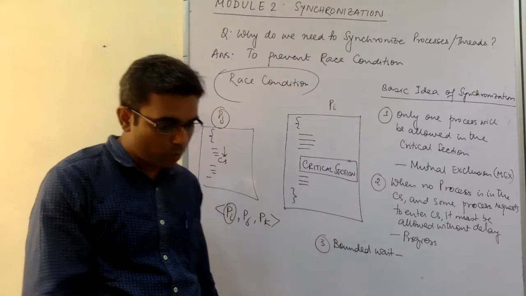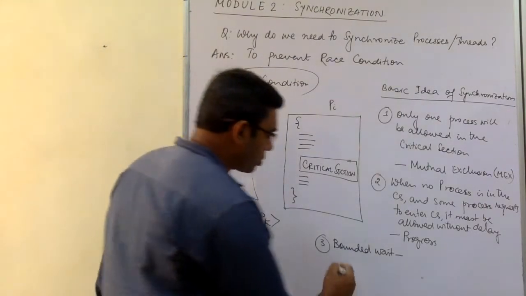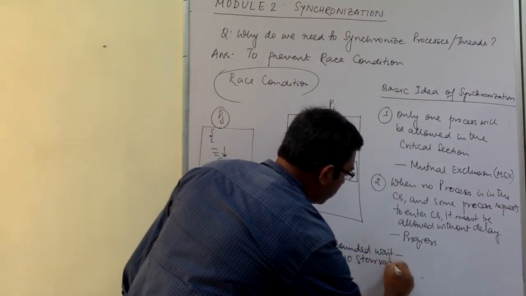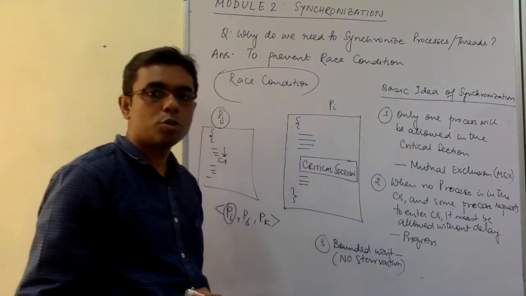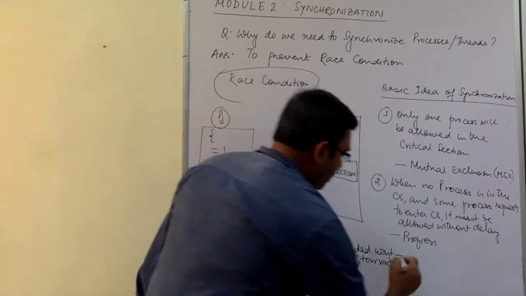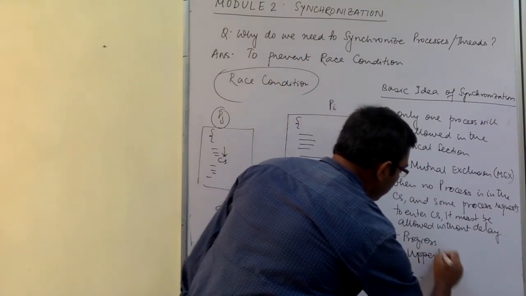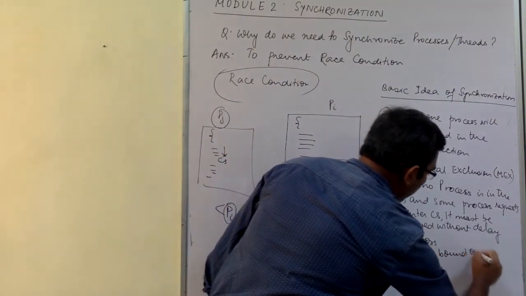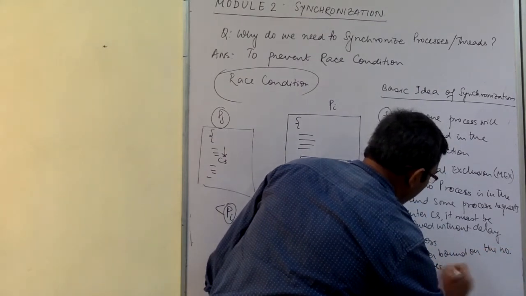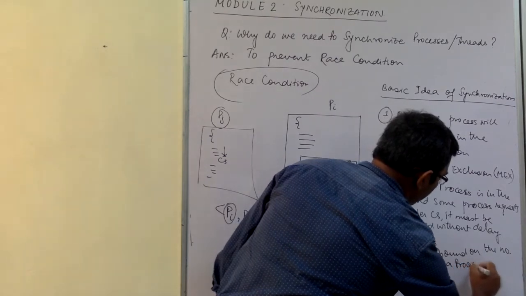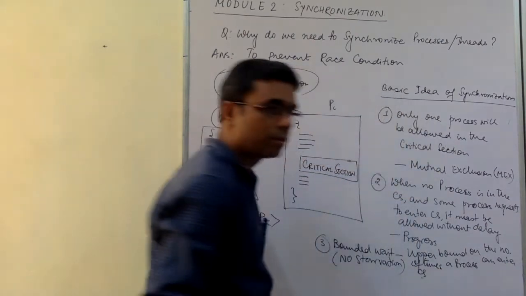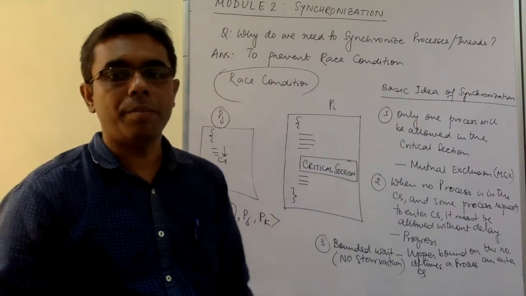So this is what we have, and this ensures no starvation. No process should be made to wait forever. There should be an upper bound on the number of times a process can enter the CS. So this is the basic idea behind it.